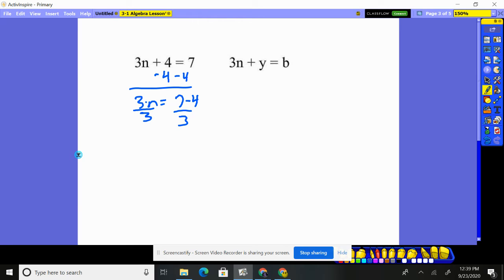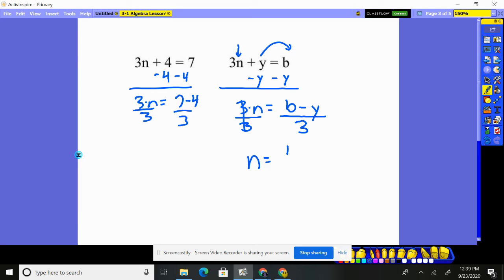Well, let's say you and I want to get n by itself in this equation. Well, it looks like I need to move the y over to the other side. So go ahead and move it over by subtracting y. I get 3 times n equals b, subtract y. Now I need to get rid of multiplying by 3, so I'm going to divide by 3. But if I divide that left by 3, I've got to divide the entire right-hand side by 3. n is simply equal to b minus y, divided by 3. That's what its value would be.